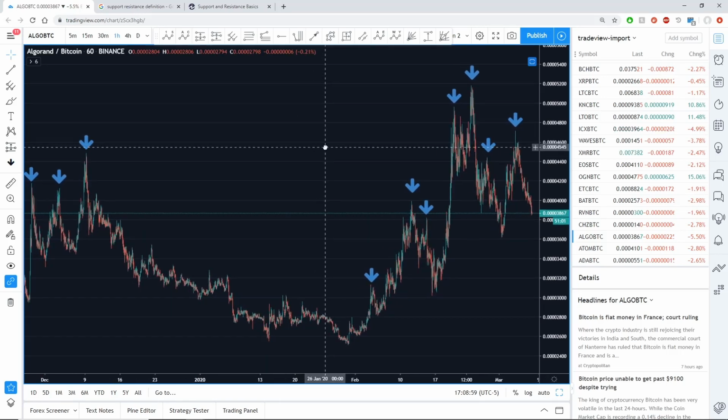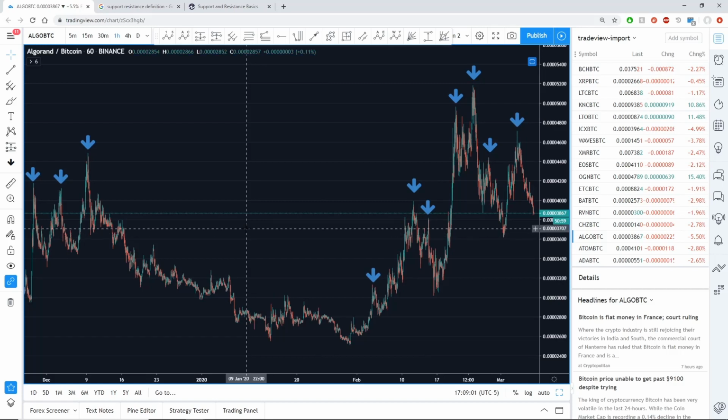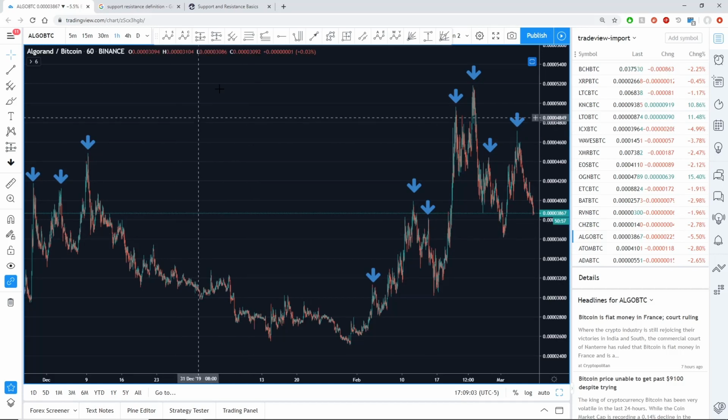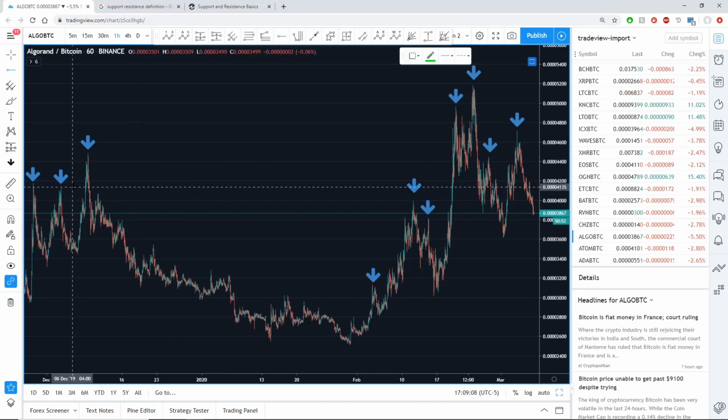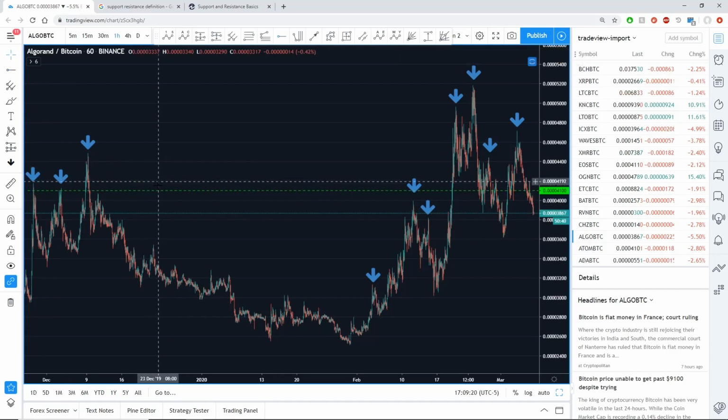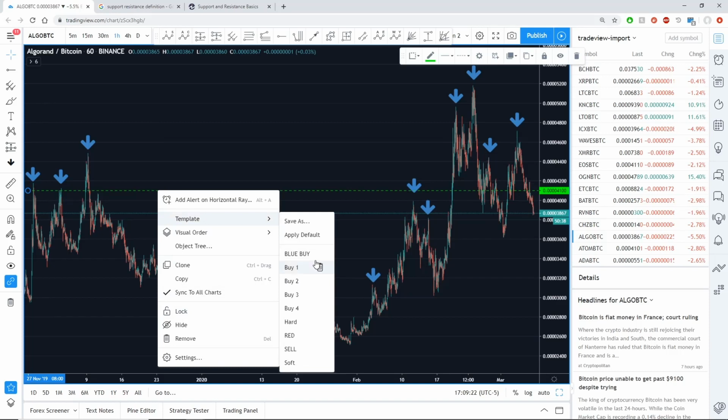So now we can look at all these arrows we've drawn and ask, are any of them at the exact same price level? To do that, I'm going to use a horizontal ray when I do find it. So you can see that these are in the same range. A little bit apart, but close enough. What I would do is go ahead and throw a horizontal ray on that. And I like to keep them blue, so I'm just going to apply a blue template.